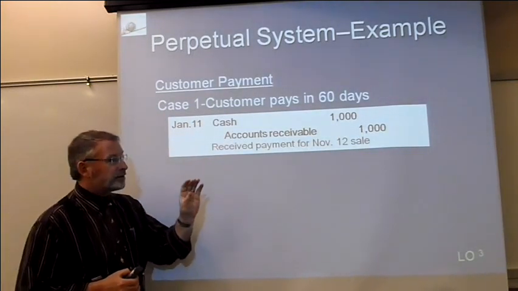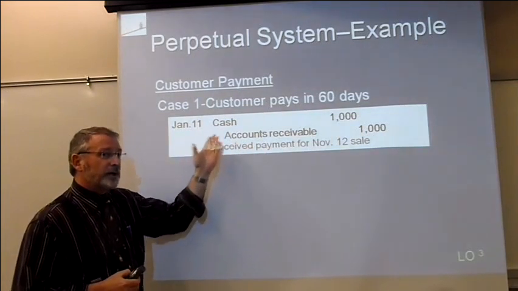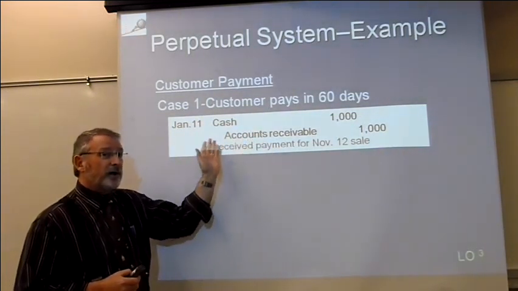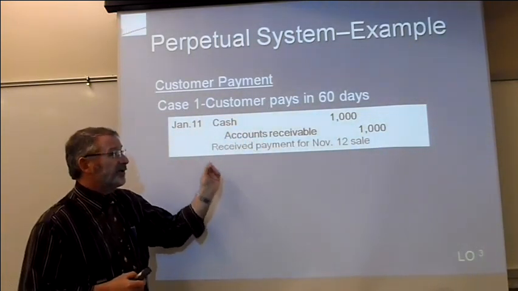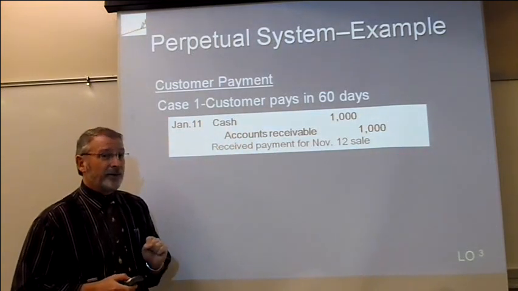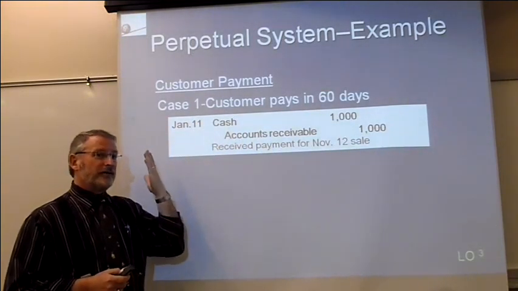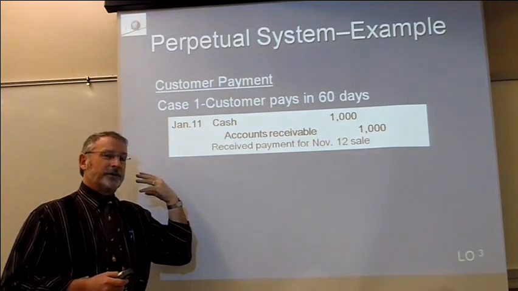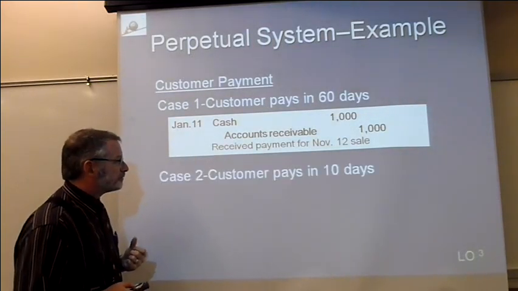I want you to take a close look here. There's no mention of a revenue account, there's no mention of inventory, and there's no mention of cost of goods sold. This is merely the customer paying what they owe us. We recorded the revenue and we recorded all the elements of the cost prior to this.